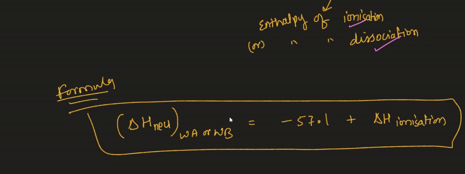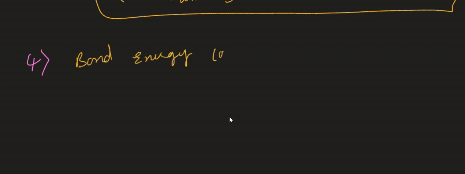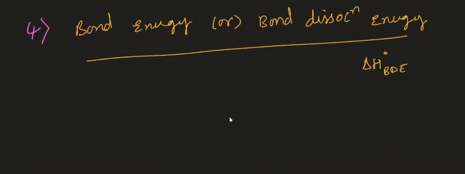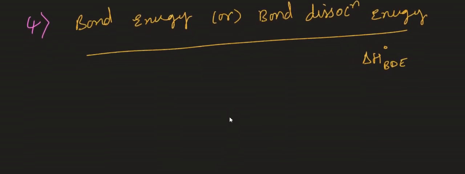Right, so let us go for the next one, which is bond energy. The fourth one, I think. The fourth one is bond energy, which is also called bond dissociation energy. The shortcut is delta H B for bond dissociation energy, and under standard conditions, the standard enthalpy of bond dissociation energy.